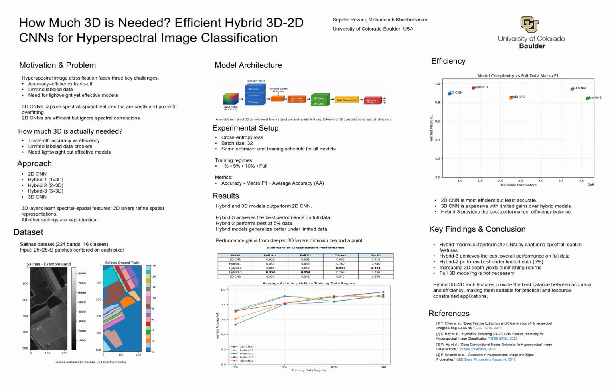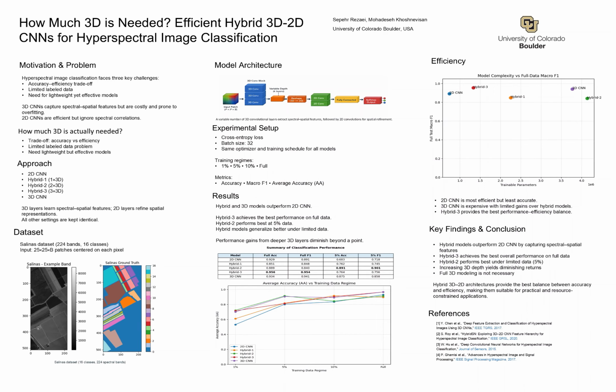After the 3D block, all hybrid models reshape the features and use 2D convolutions to refine spatial patterns. Finally, we compare all of these with a full 3D CNN, which uses three 3D convolutions throughout the network. Importantly, everything else is kept the same, so the comparison is fair.